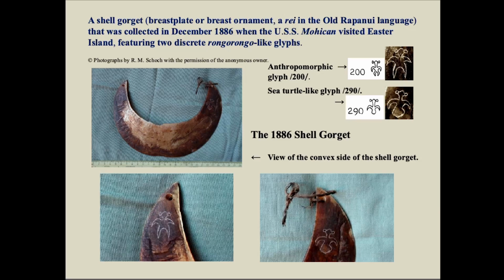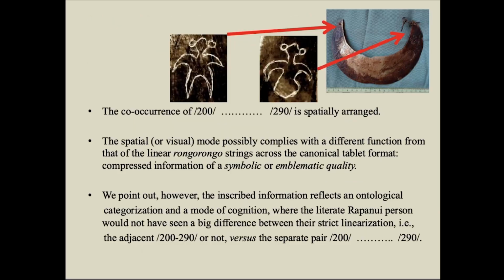Next slide. Although one could argue that even in their separation, they're still in a linear position, but we suspect that whether they're right next to each other or they're on the two horns of this gorget, the meaning, whatever it was, of these coming together would have been obvious to the literate Rapa Nui person. They would have known what was going on with this, what it meant, whether it was strictly linear or not. Next slide.